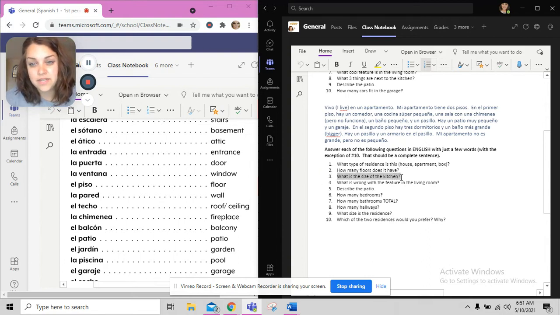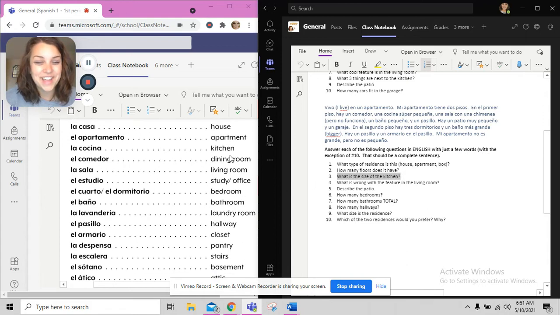Number 3, what is the size of the kitchen? So you're going to go to your vocab list, find the word for kitchen. We have cocina. So find the word for cocina. Here's the cocina. And then it says super pequeña. Super pequeña. Okay, so figure out, what does that word pequeña mean? I don't remember. I just gave you a clue for it.